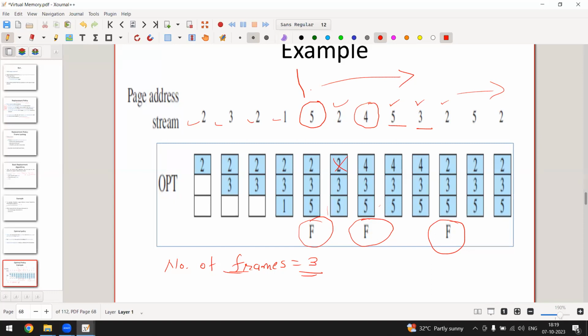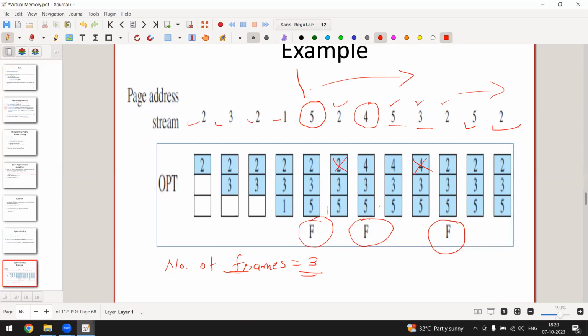So from 4, 3 and 5, 5 is referenced, but 3 and 4 are not referenced. So what I do, I keep 3 as it is, 5 as it is, and instead of 4, I bring in 2, right? Because 4 was the first page, so it is not referenced in future. So I'll swap out 4 and bring 2. So this is my third page fault. And after that, next reference is 5. So 5 is already present, and after that 2, so 2 is also present.